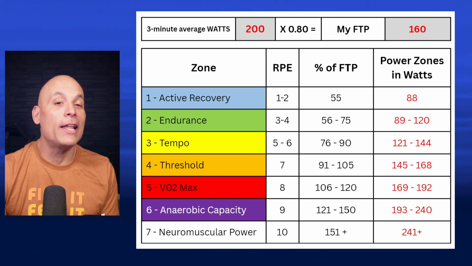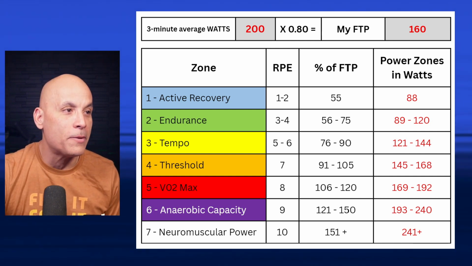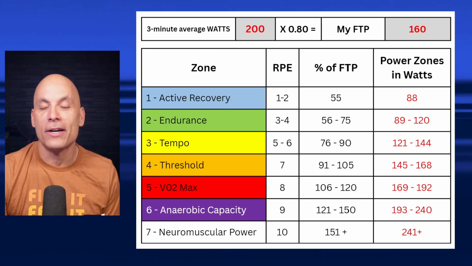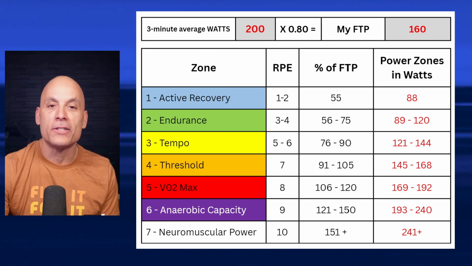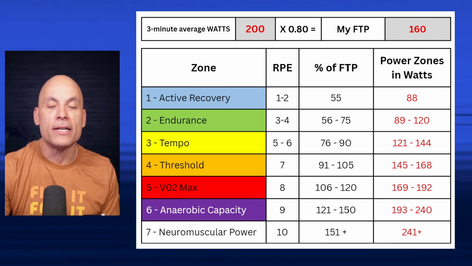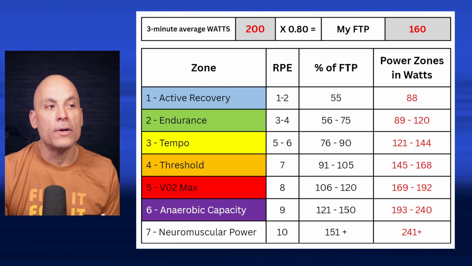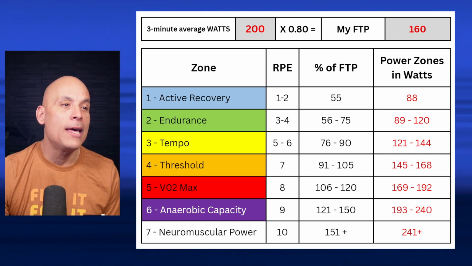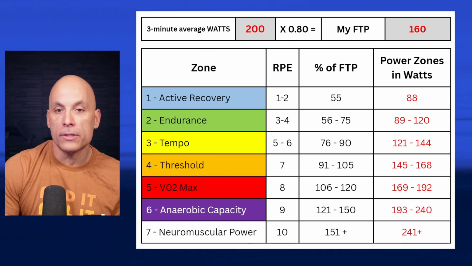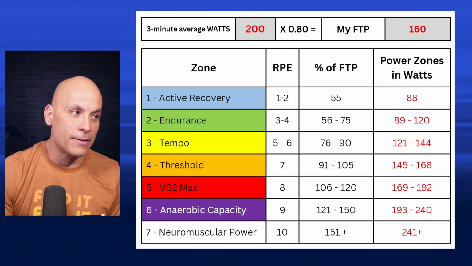So again, if I call out zone 5, which many of you said, zone 5 was killing me. Well, it was killing you because you had to maintain over threshold. That's 169 to 192 watts. Again, this is assuming that you are 200 average watts. Again, everybody's going to be different. That's why you have to take the test. Okay, so your anaerobic capacity, 193 to 240, and 240 watts and above, you should only be able to hold for up to 30 seconds. After that, you're gassed. Okay.